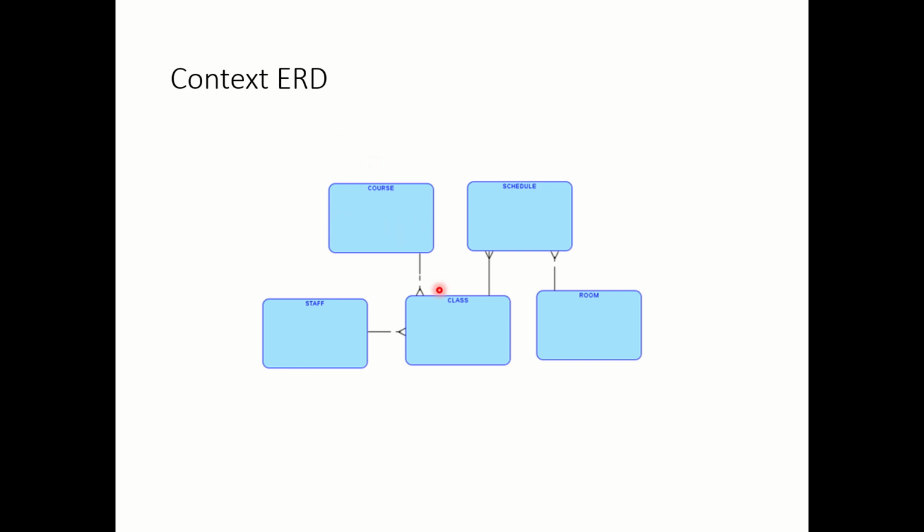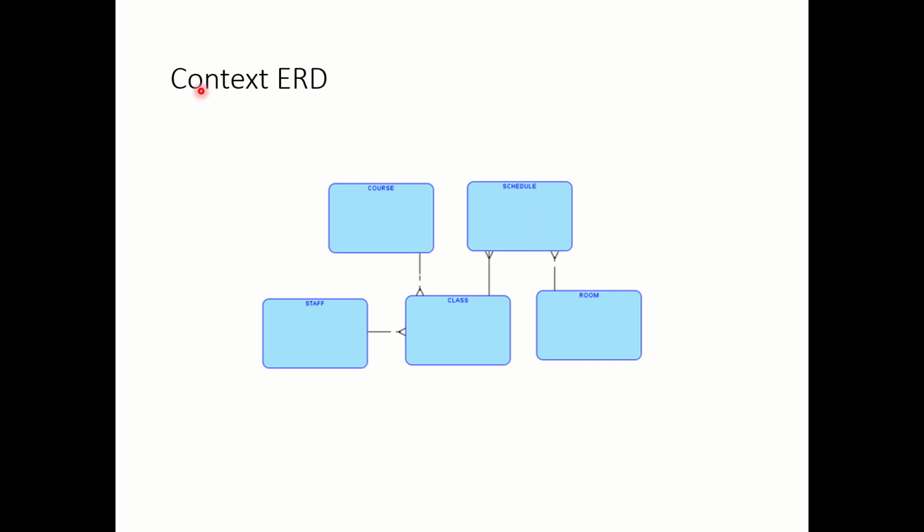Each course will be associated with multiple classes, and each class will be associated with one staff. One staff could be associated with multiple classes, and each class will have a schedule. In one particular class itself, you can have multiple schedules, right? And one room might be allocated for multiple schedules.